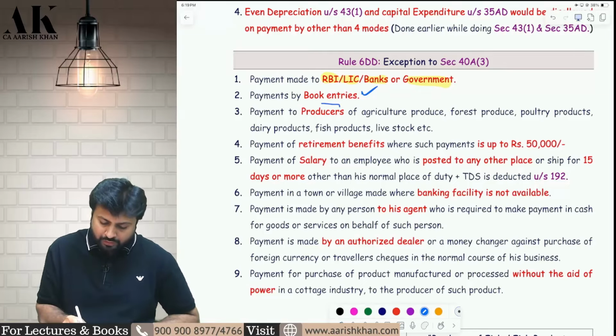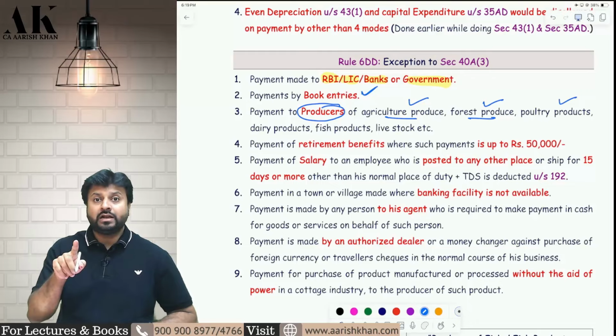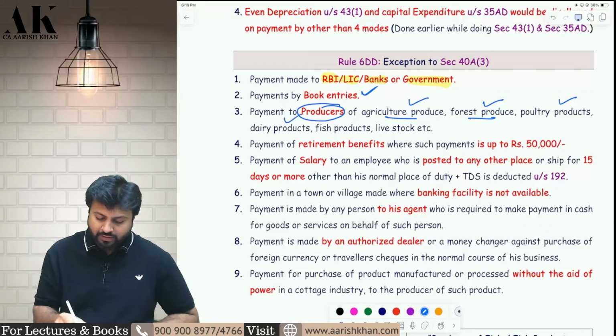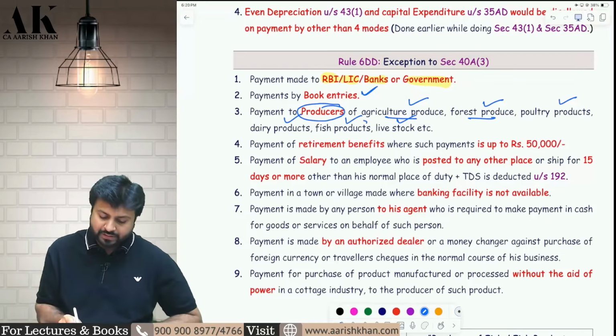Next, if you make the payment to a producer of what? Agricultural product, it is allowed. If you make the payment to a producer of what? Forest product, it is allowed. These people have to be the producers of these products. Poultry products allowed, dairy products allowed, fish products allowed, livestock allowed. So there was one question which was raised with respect to fish products.